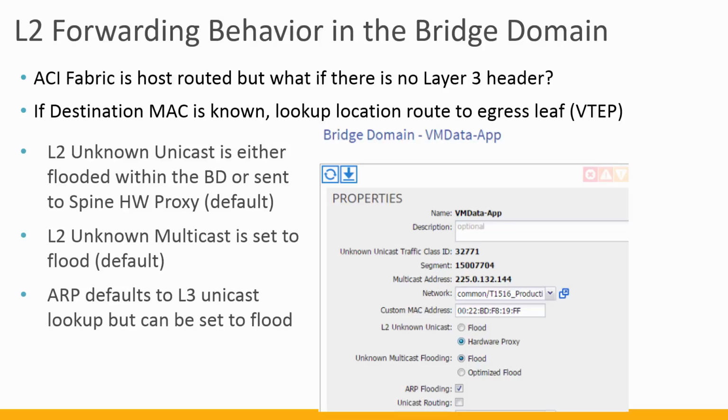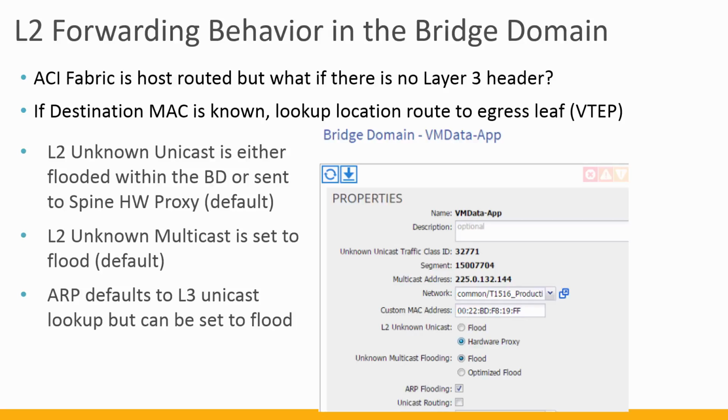Now, what if there was no layer 3 header, or what if we didn't know the IP address of the other side because we did not have unicast routing turned on? In order to learn IP addresses, this checkbox down here for unicast routing does have to be enabled. So this unicast routing is what, A, creates the SVI if we have a subnet, and B, allows for unicast routing. If we don't have this enabled, neither will happen.